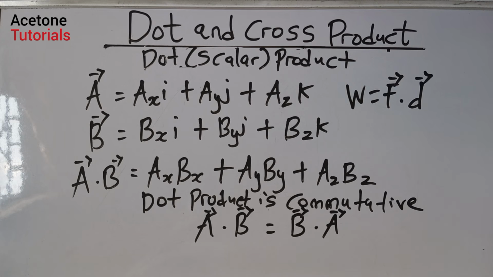Another application is to find the angle between vectors. So you can use the dot product to find the angle between two vectors. Let me clean.